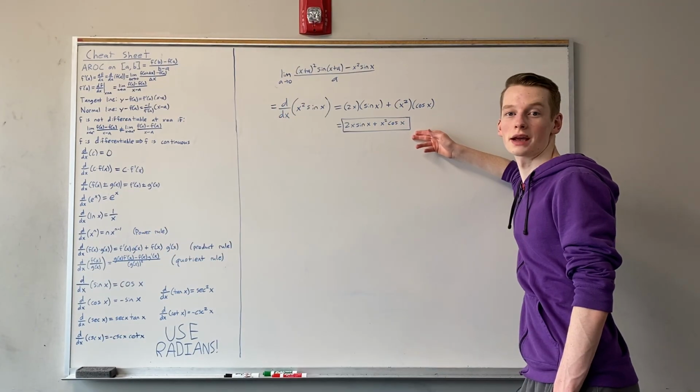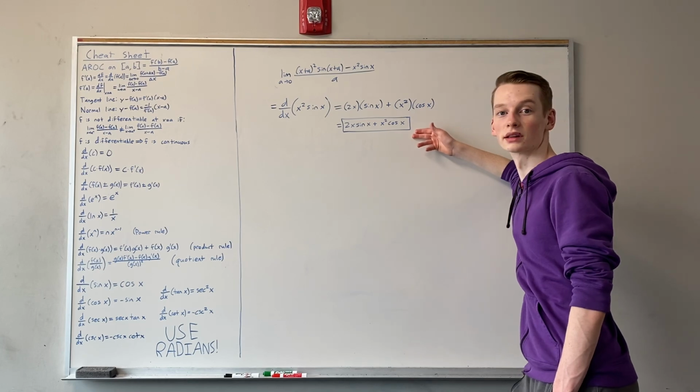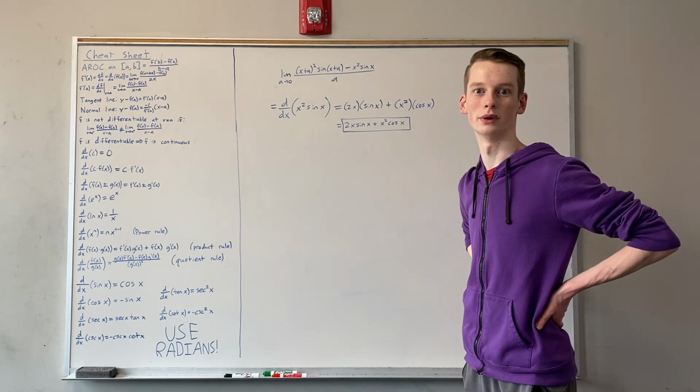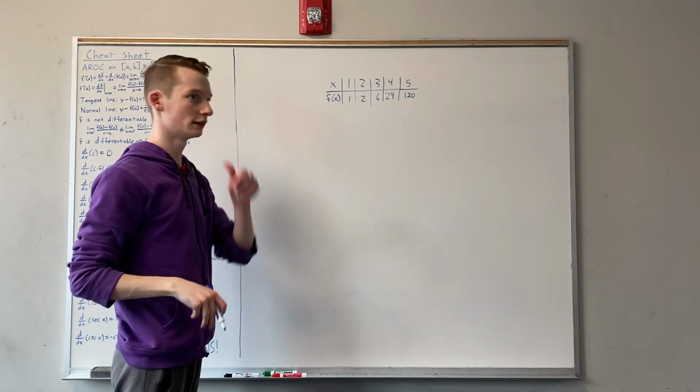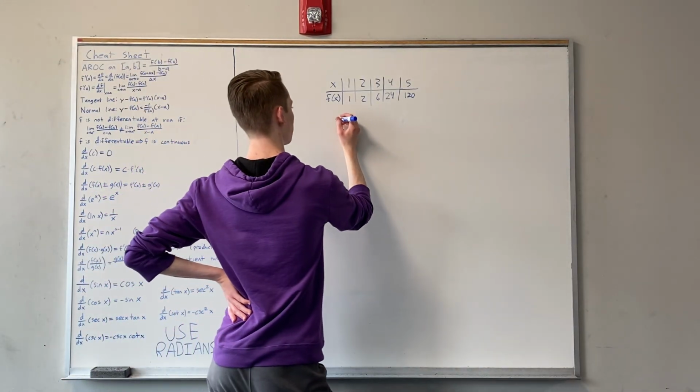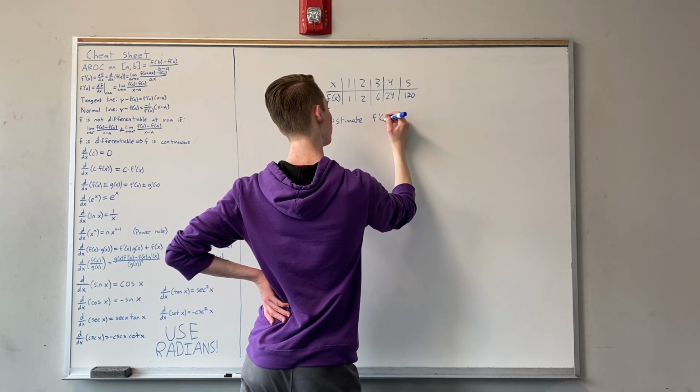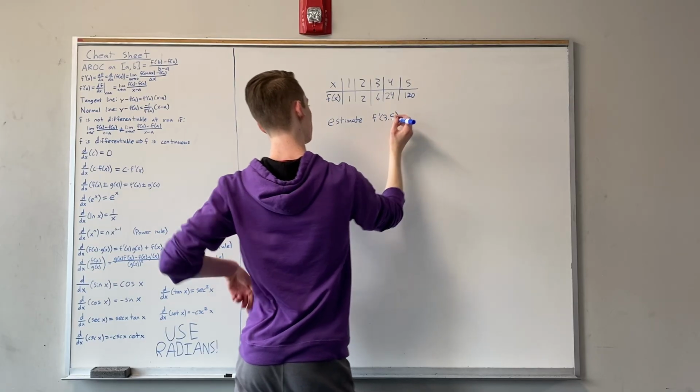So in like 30 seconds, you have just evaluated a limit that would have broken you last unit. Okay, 2 more. Here's a table, and I want us to estimate f prime of 3.5, given just this table.